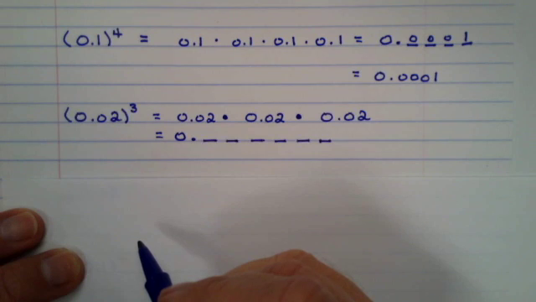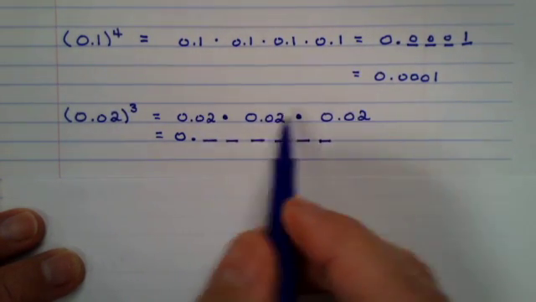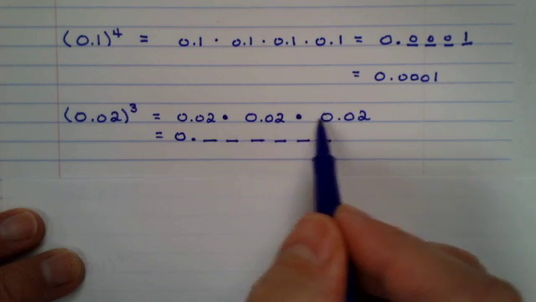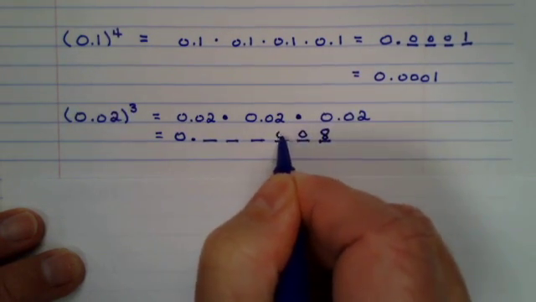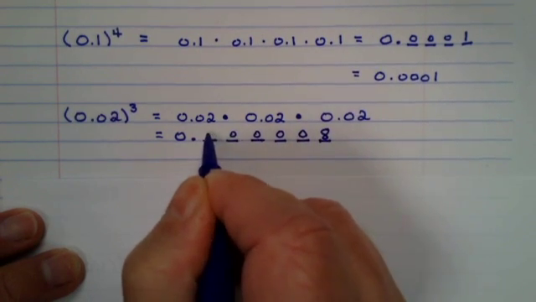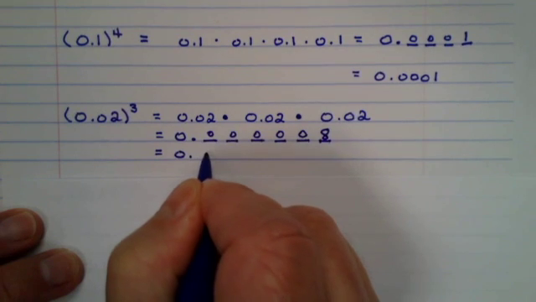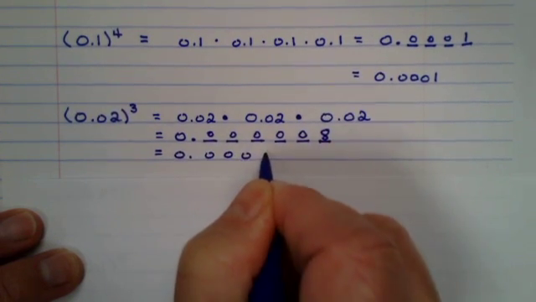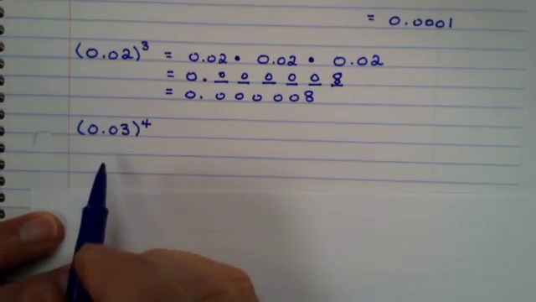6 numbers. I multiply the numbers that are not 0 together. 2 times 2 is 4, times 2 is 8. Put that on the end, and in these other spots I need to put zeros. So my answer is 0.000008.